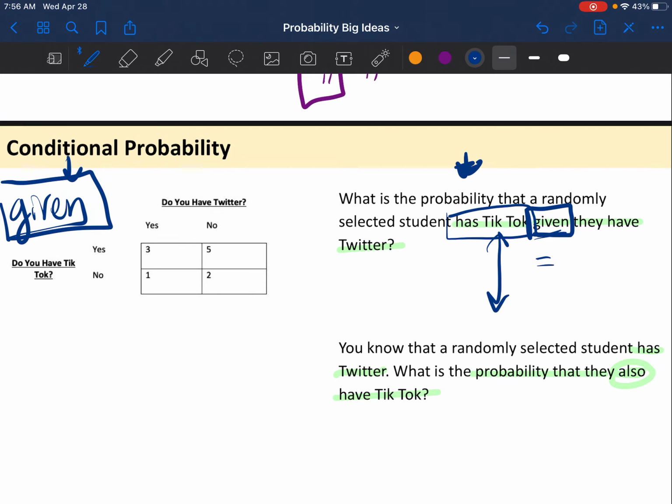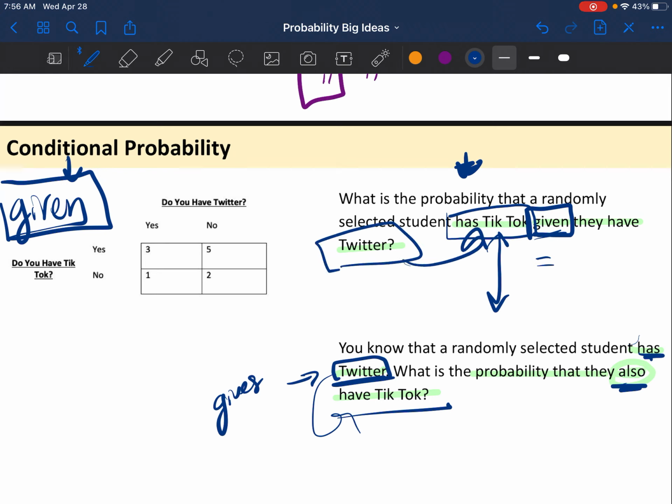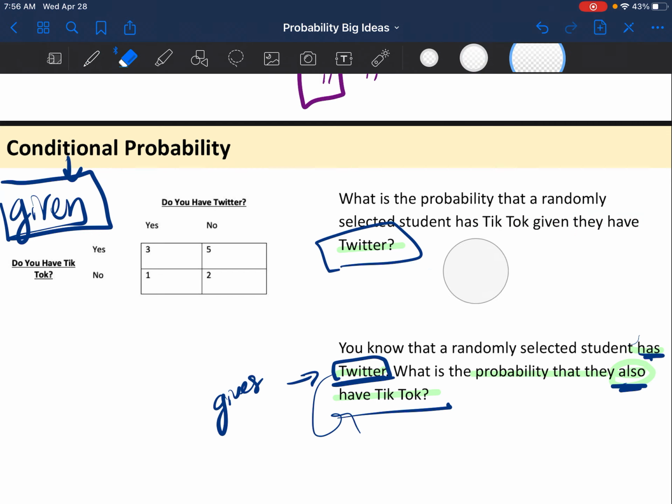The same thing here. So I know that they have Twitter. So that's my given. That is what the problem gives me as the total or as the sample here. What is the probability they also have TikTok? So if I know they have Twitter, how many have TikTok? Same thing here. If I know they have Twitter, how many have TikTok? Same exact questions.